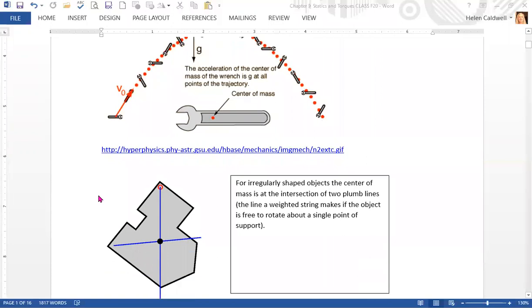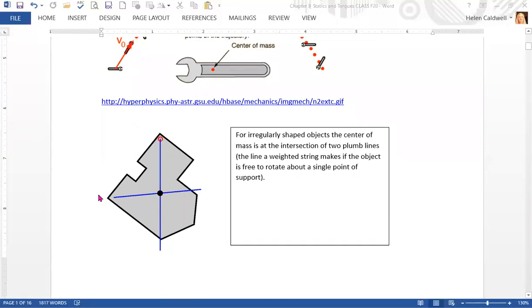Now suppose you don't want to throw something and photograph it, or suppose it's not a regularly shaped object. How could you find the center of mass? Well, if it's an irregularly shaped object like this, you drop a plumb line. So suppose we support our object right here at the red circle. Maybe we drill a hole and hang it by a nail so it's free to swing. And then we drop a plumb line.